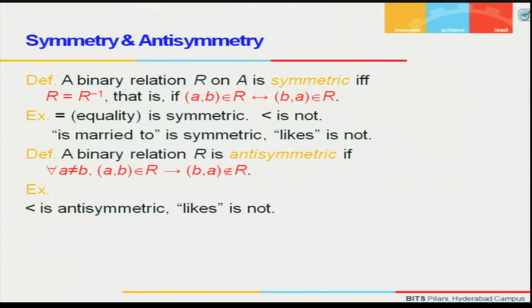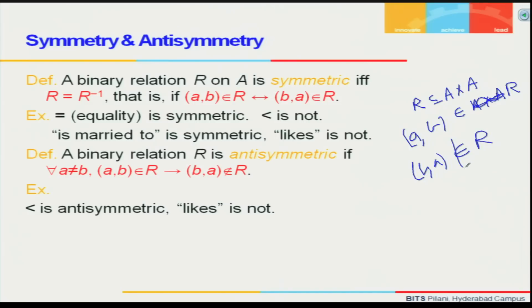Then we will define an anti-symmetric relation. Suppose R is a relation on a set A, that is, on A cross A. I say R is anti-symmetric if, whenever A comma B is there in the relation, then B comma A should not be there in the relation R. If this is satisfied for all tuples A comma B that are there in the relation, then I say this relation R is anti-symmetric, otherwise not.